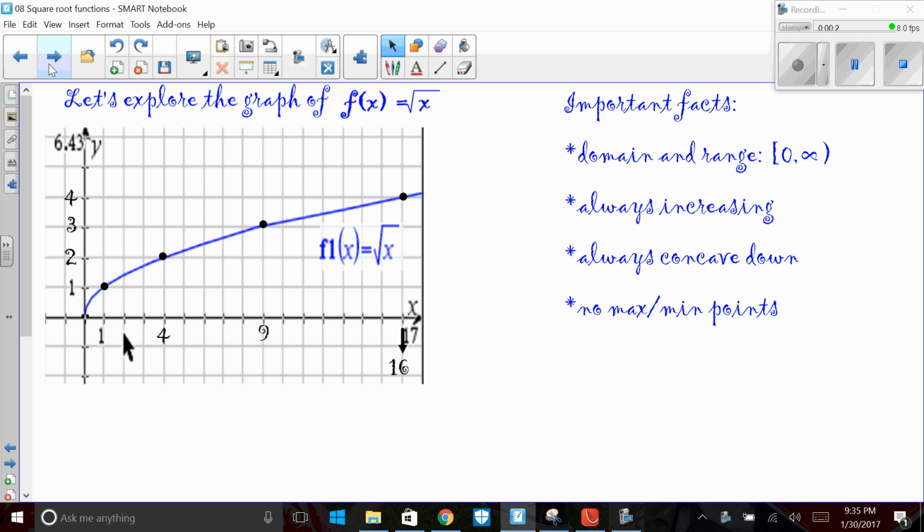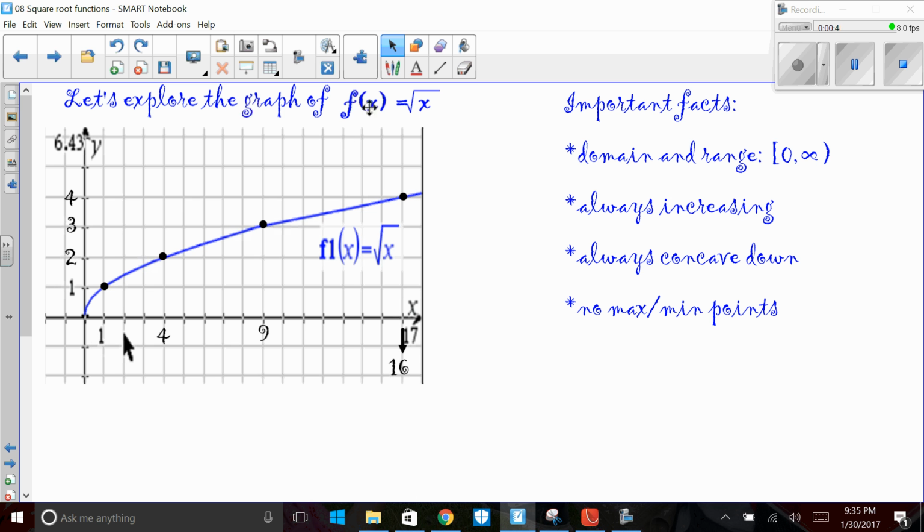The graph of f of x equals square root of x looks like this. If you substitute a couple of points to get an idea, if x is 0, the y would be square root of 0, which is 0. So that's 0, 0. We cannot substitute any negative numbers for x because the square root of a negative number is imaginary. That's a different course.